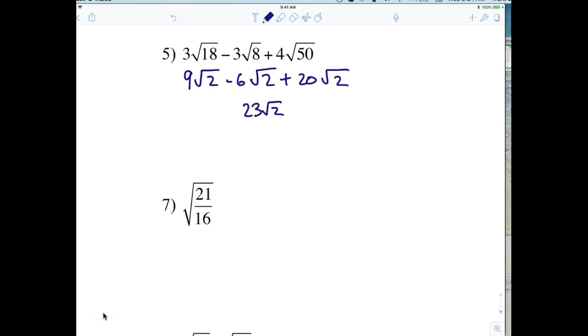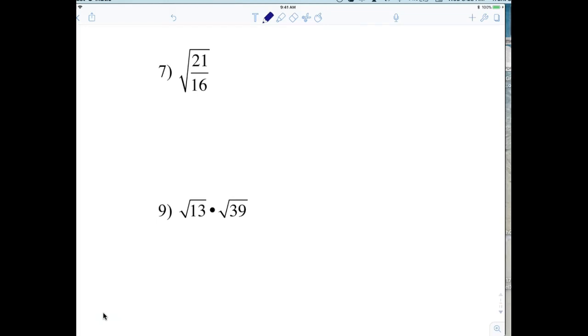Now, yesterday, a lot of people asked me about number 7, and I'm not real sure why, because if you had issues with this, you could always break it down into the square root of 21 over the square root of 16. But I was hoping you would just look here and say, the 16 is under the radical, so the square root of 16 is what? 4. Now, we can't do anything with the 21, so it's just the square root of 21 over 4. That's all there is to it. You don't have to rationalize. You don't have to do anything. You have to simplify.